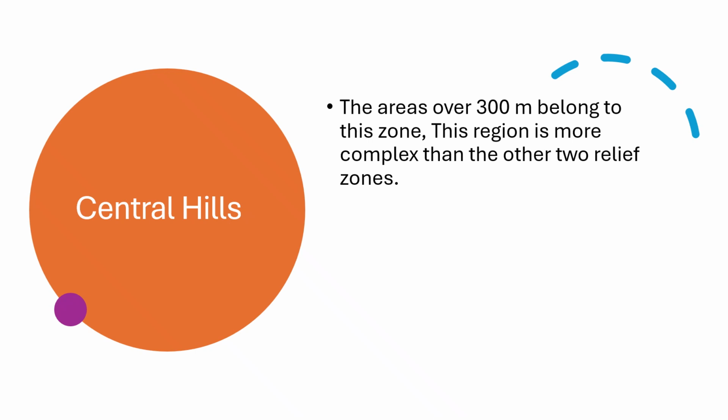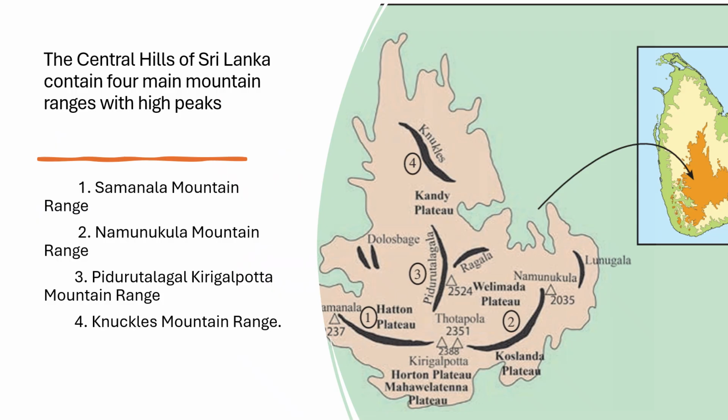Central Hills. The areas over 300 meters belong to this zone. This region is more complex than the other two relief zones. The Central Hills of Sri Lanka contain four main mountain ranges with high peaks, obviously: Samanala Mountain Range, Namanukula Mountain Range, Piduru and Kirigalpotta Mountain Range, and Knuckles Mountain Range.